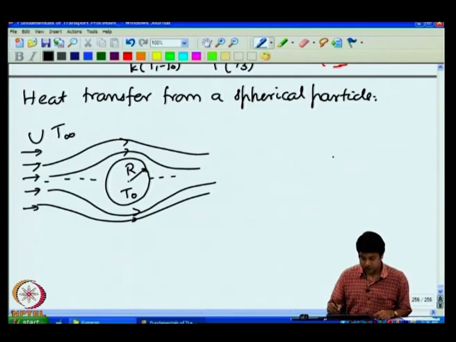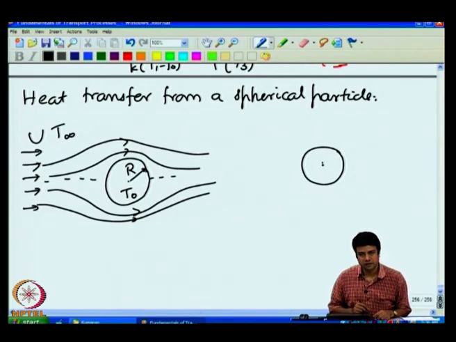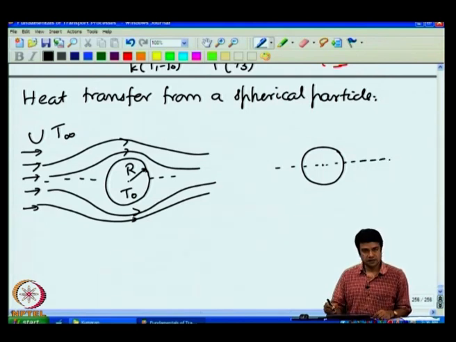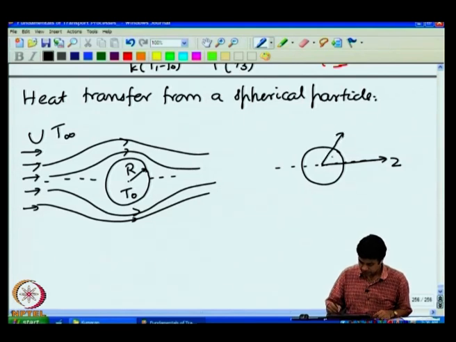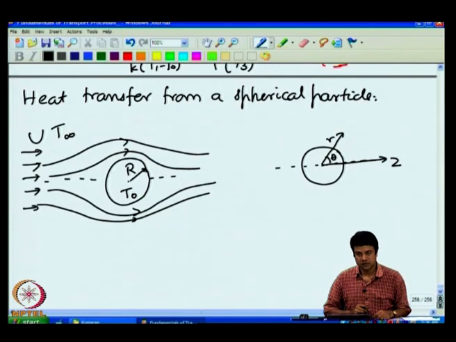Let us fix our coordinate system. We have a spherical particle, and therefore, it is most convenient to consider a spherical coordinate system. This spherical coordinate system has an axis of symmetry. That is, as you rotate around this axis, there is no change in the velocity fields. So, it is most convenient to consider this as the z axis, and the angle theta is measured from this z axis, while r is the distance from the origin in this coordinate system. And in this coordinate system, I will prescribe u_r, u_theta, and so on.